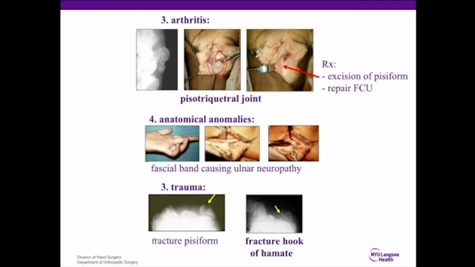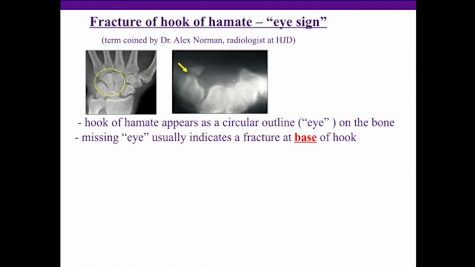And it can be trauma, a fractured pisiform or fracture of the hook of the hamate. And just a couple of words on fracture of the hook of the hamate. Alex Norman, who was a radiologist at the Hospital for Joint Diseases many years ago, coined the term eye sign. If you look at a PA view of a wrist, you'll see a circular density, which he referred to as an eye, E-Y-E, not the letter I.